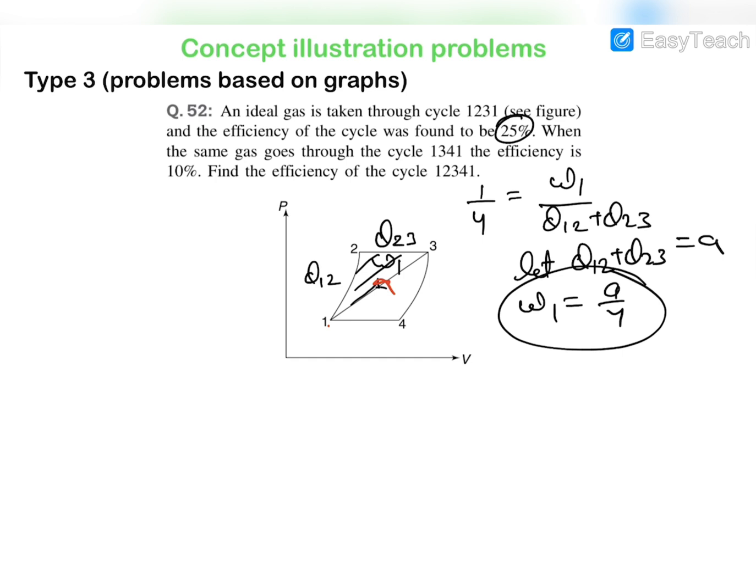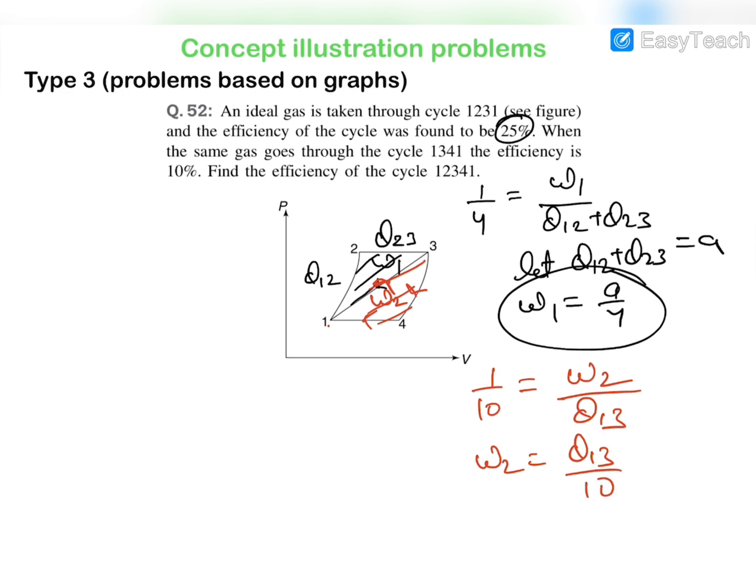But in process 3 to 4 Q will be negative, and in process 4 to 1 Q will be negative, because in 3 to 4 pressure and volume both are decreasing, and in 4 to 1 pressure is constant but volume is decreasing. So the efficiency in the second cycle is η2, and that would be equal to the work done, which is W2, the area of the second curve, divided by heat supplied Q13. Okay, now this is W2, and W2 will be equal to Q13 by 10.